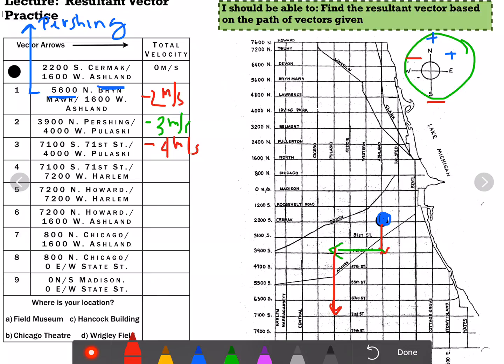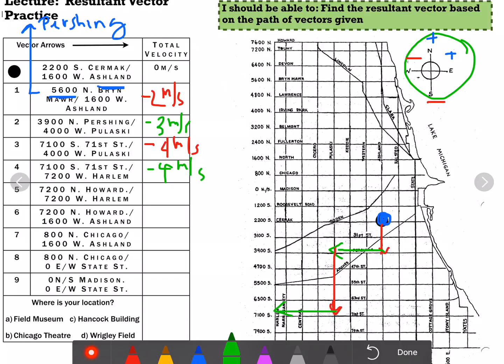71st and Harlem. Harlem is all the way west here, so I'm going to be going west. Okay, how many? 1, 2, 3, 4. So I'm going to be going negative 4 meters per second. So right now we have all negatives. Now I'm going to be going all the way up to the north side, Howard and Harlem.